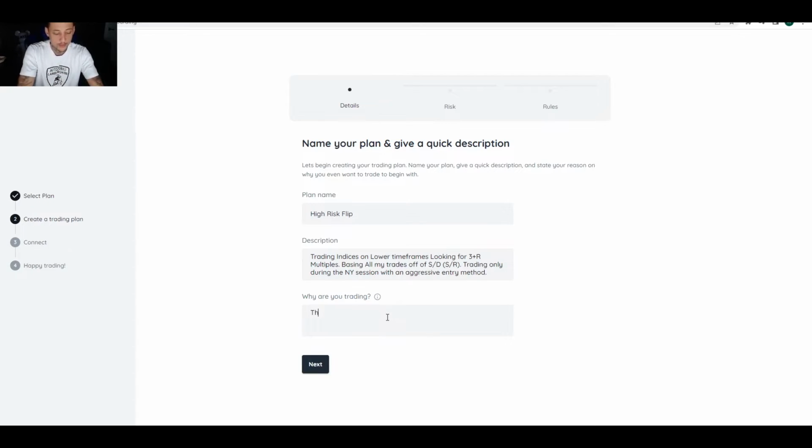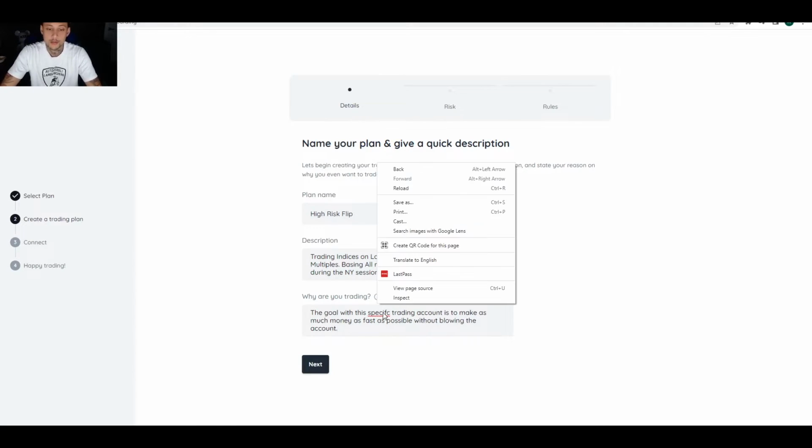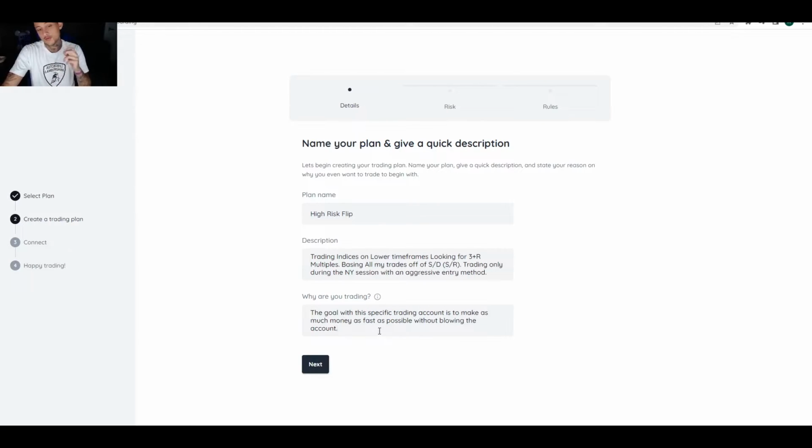And then, why are you trading? The goal with this specific trading account is to make as much money as fast as possible without blowing the account. And I'm just giving you guys a random example, for those of you who might do a challenge on yourself. If you're using your main portfolio on TradeKeep, which I highly recommend, then it would be: I'm looking to consistently make money out of the markets every single month, looking for a return on my investment, etc. Literally, this part is very self-explanatory, right?